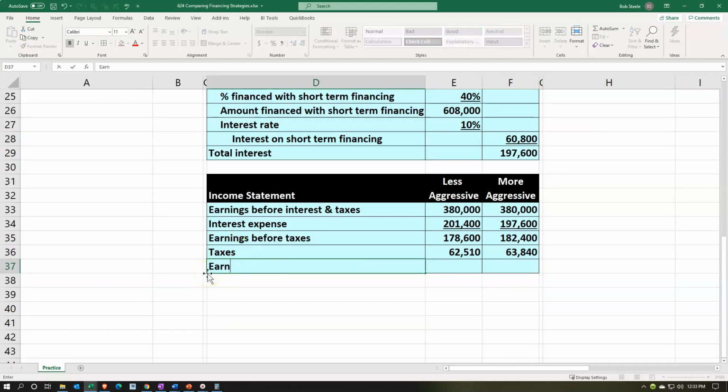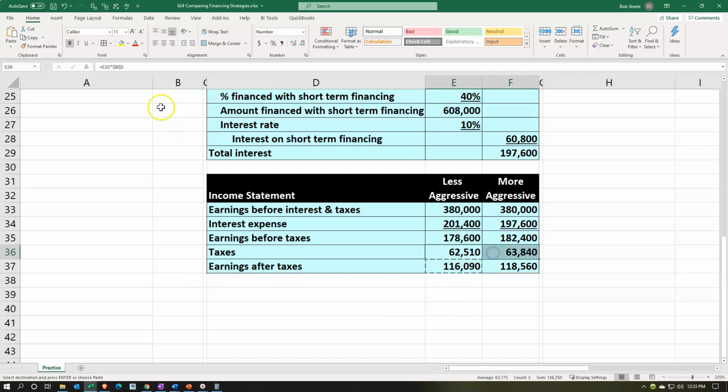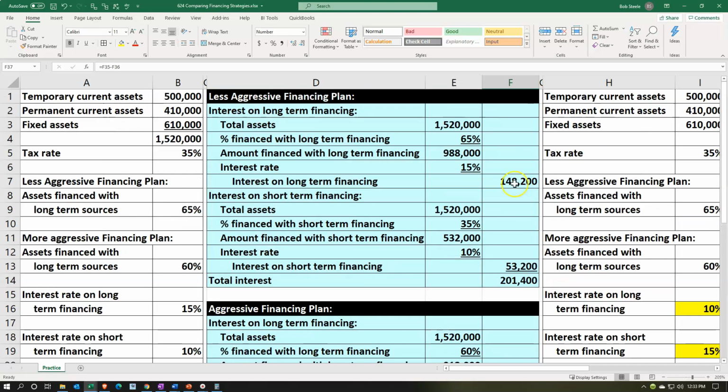So earnings after taxes. And this is then going to be equal to the earnings before taxes minus the taxes. Let's copy that, Control-C, and paste. And so there we have our earnings after taxes. Let's go up top, Home tab, Font group, and underline. Obviously, the more aggressive plan looks better if everything works out the way we hope that it should work out, because we have the lower interest rate.